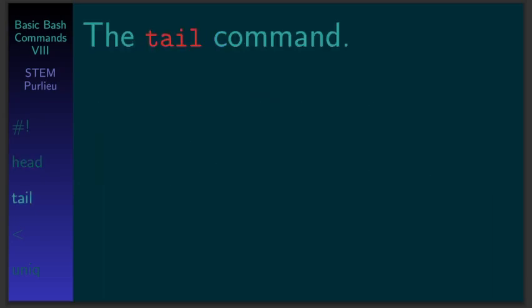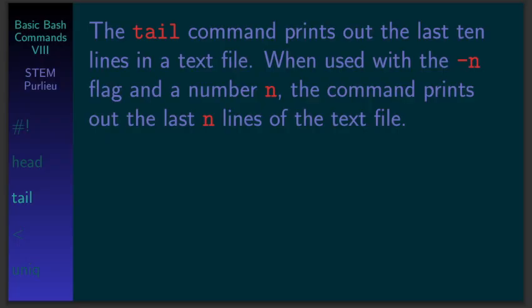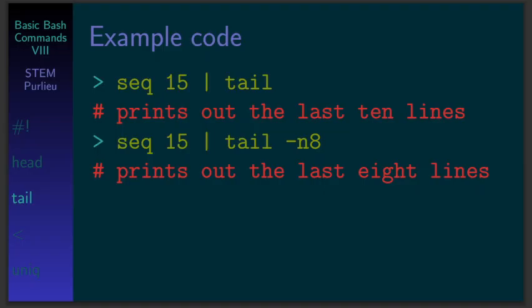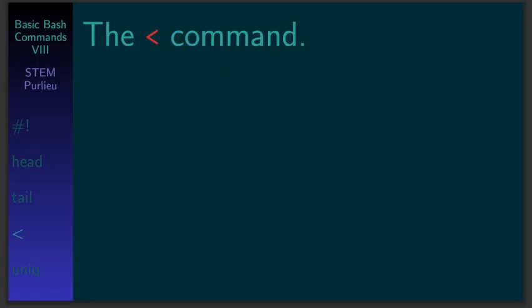Now let's look at the tail command. The tail command is very similar to the head command, except we pick the last lines in a text file. Similarly, when we use the -n flag and the number n, we get only the last n lines of the text file. Here's more sample code. If we say seq 15, pipe it to tail, we get the last 10 lines of the seq command. If we say seq 15 and pass it to tail -n8, we get the last 8 lines of the seq command.